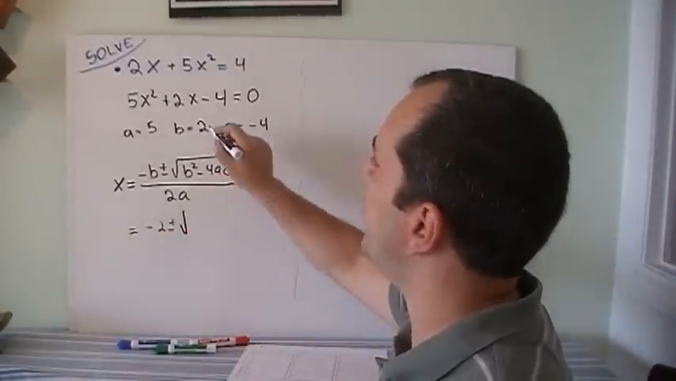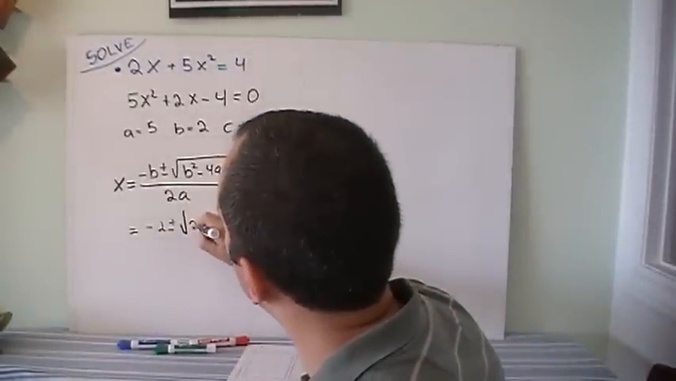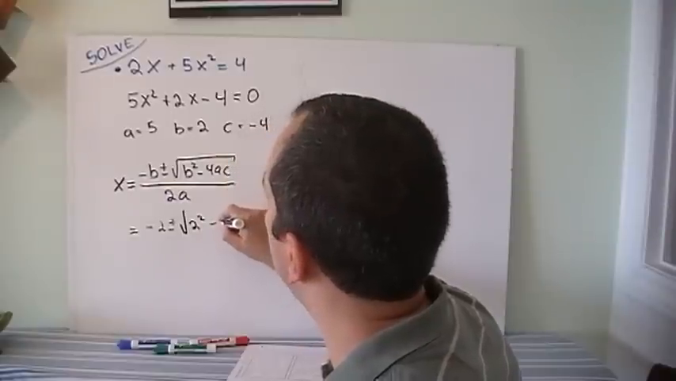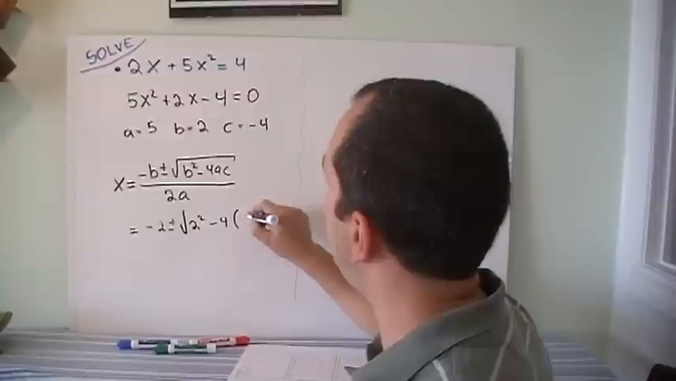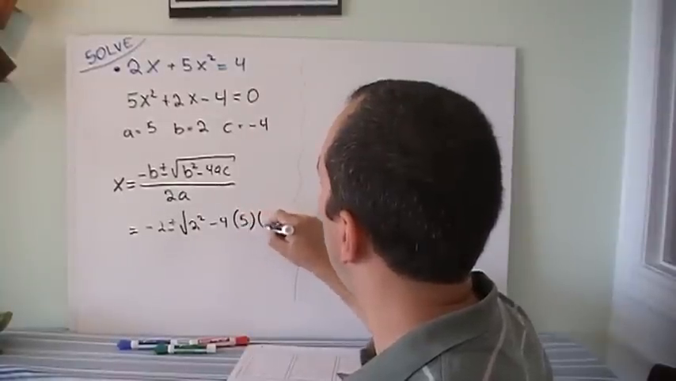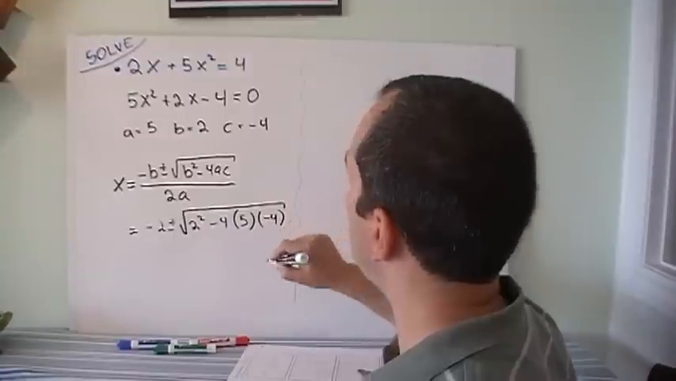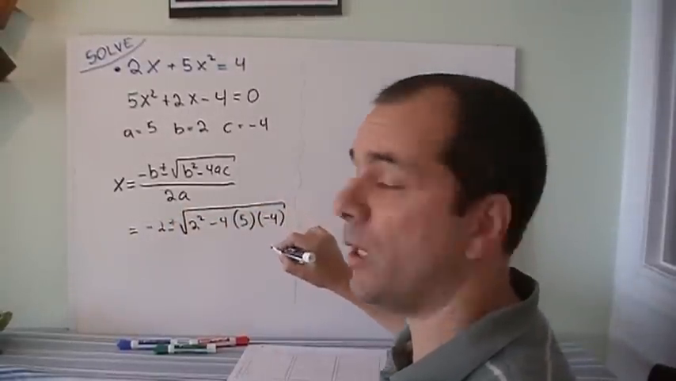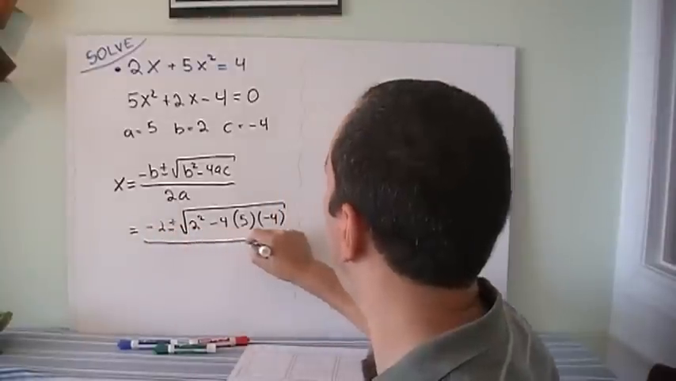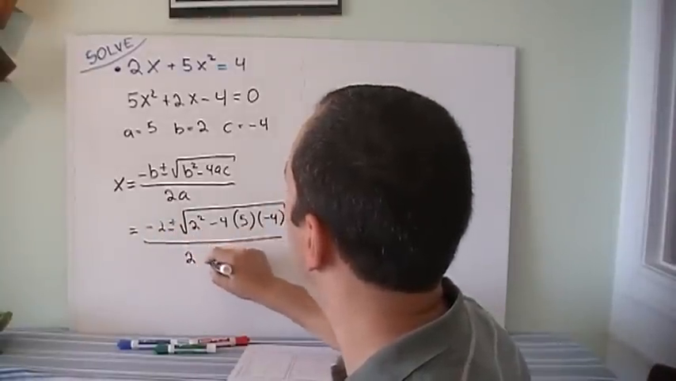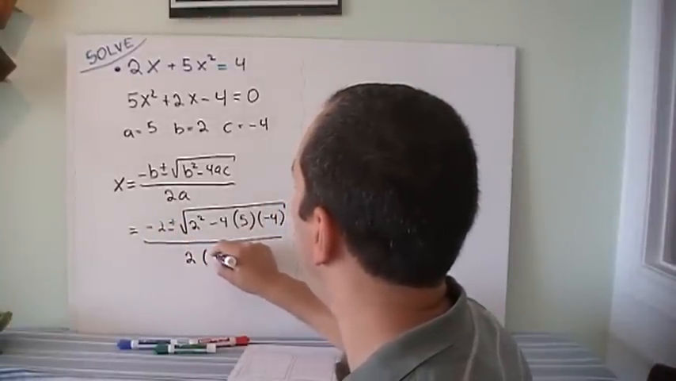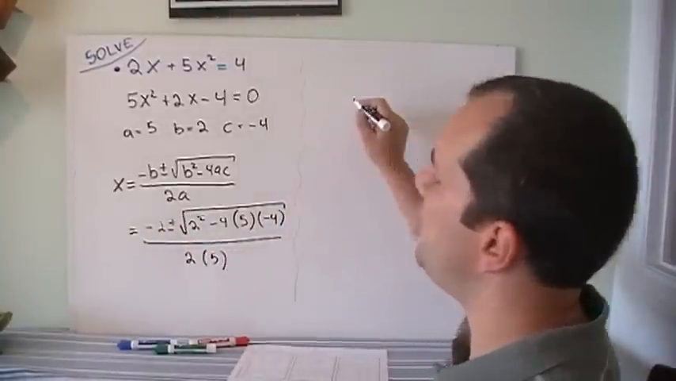So b squared, that's 2 squared, minus 4 times a, my a is 5, my c is -4. Now make sure that the square root sign goes all the way to the end, and then divide it all by 2a. 2 times a, my a was 5. Okay, let me continue over here.